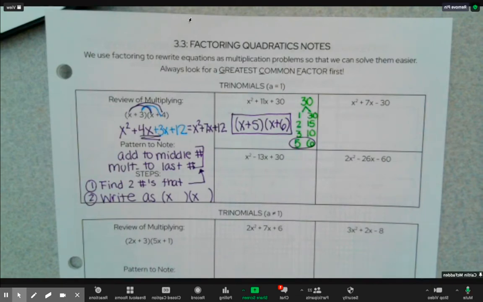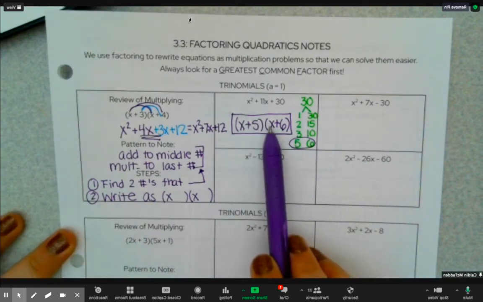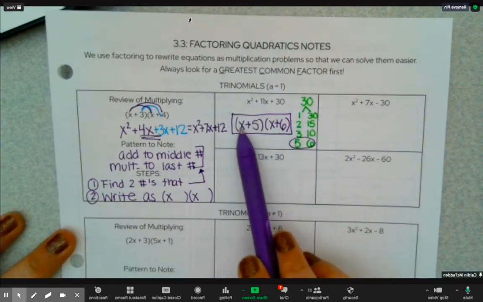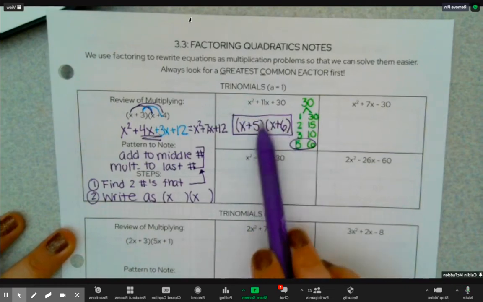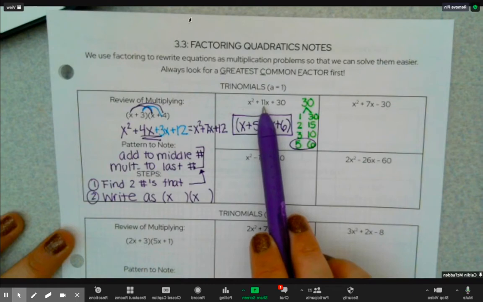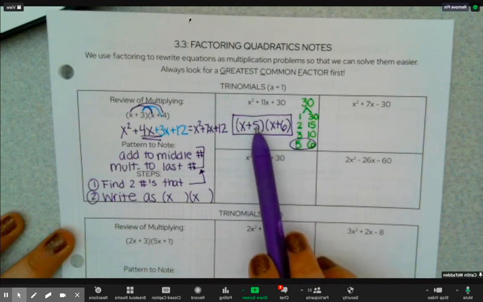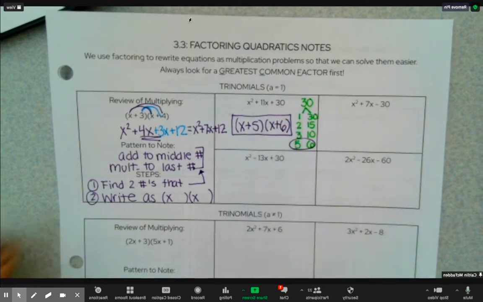And that's it. That's the factored form. Because when I multiply this out, I would get x squared, and then I would get 6x plus 5x, and that's how the 11x would come back. And then at the very end, 5 times 6 would be 30. So you can kind of imagine yourself multiplying it back out if you want to check your answer. You do not have to do that, though.